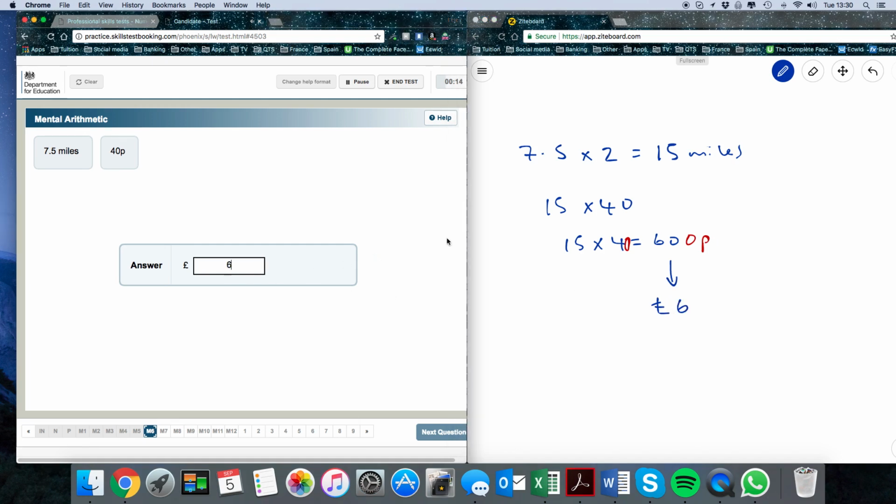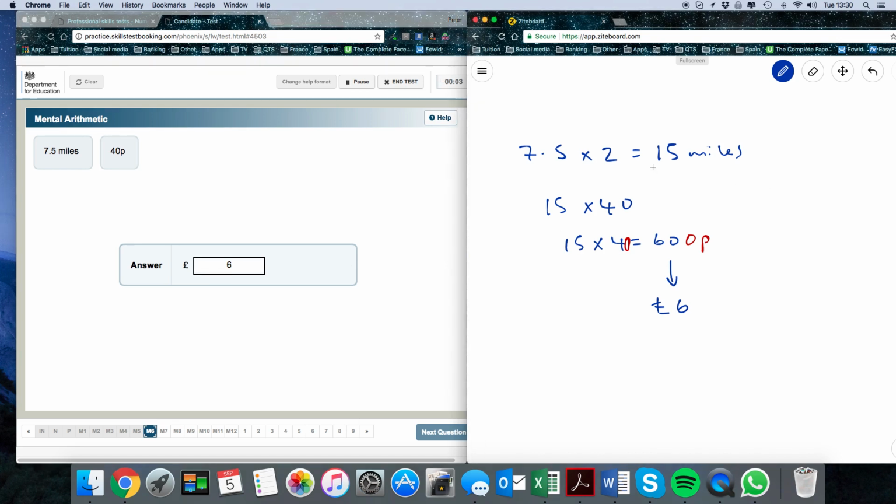Okay, £6. Hopefully it's obvious what I did on the right hand side. The first obvious thing to do is to double it as soon as they say it's 7.5 miles each way, get that number doubled. Total mileage 15 miles. Times by 40, 600 pence, that's £6.